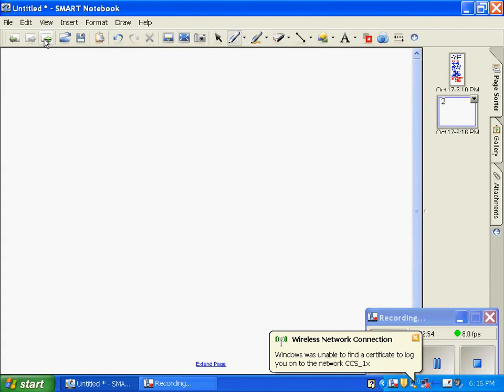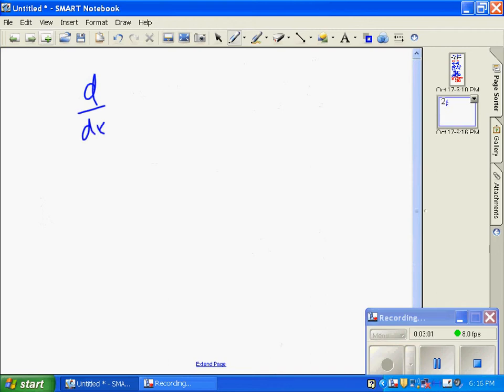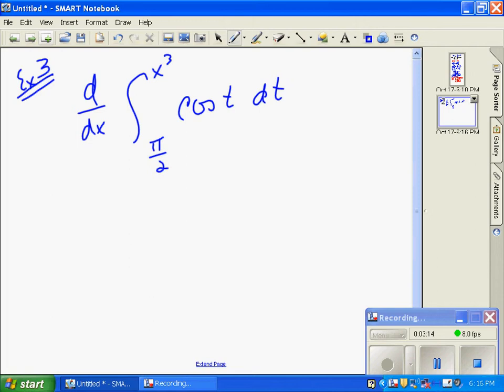Now, the next one is not quite so short and sweet, I guess you could say. I'm going to show you on example 3, not using the shortcut, showing you why we have to do the derivative of the x cubed. So there's the problem. I'm going to first of all do the integral. Do this portion of it.